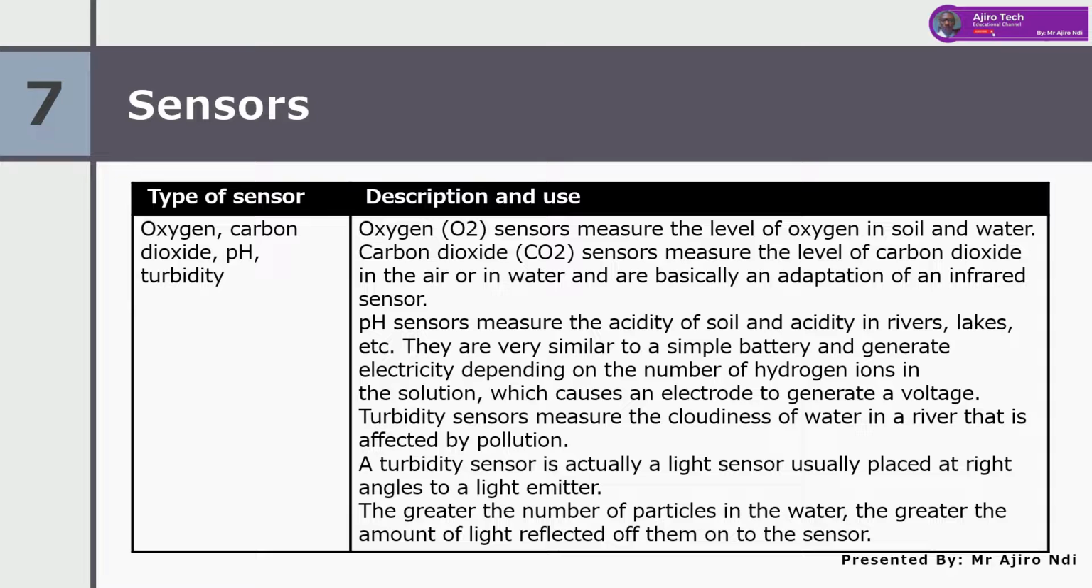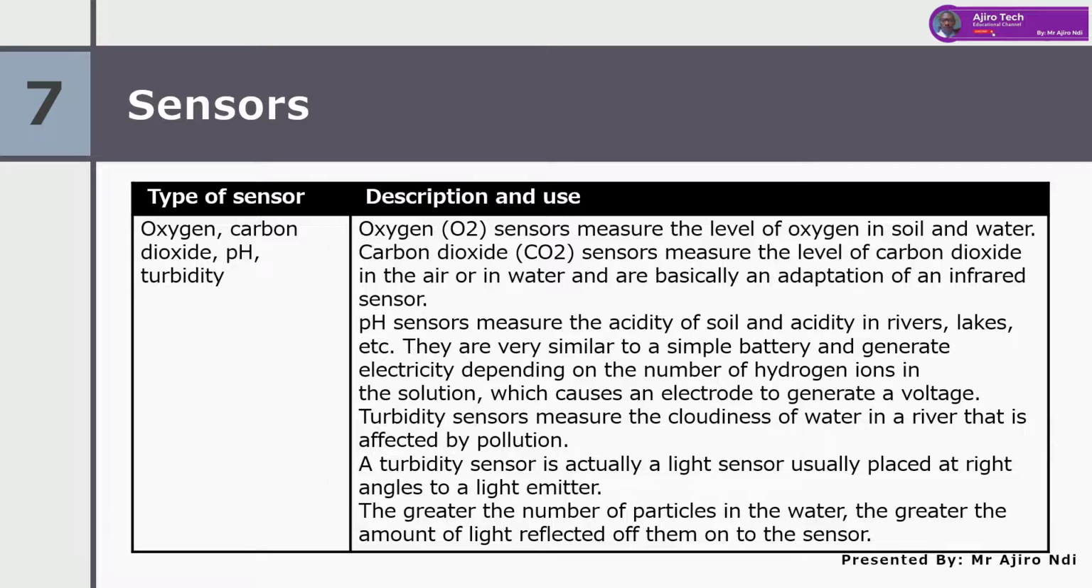Okay, so we have the oxygen, carbon dioxide, pH, and turbidity sensors. Now let's take this bit by bit. For oxygen, which is O2, the sensor measures the level of oxygen in soil and water. That's what the oxygen sensor does. The carbon dioxide sensor will measure the level of carbon dioxide in the air or water, and they are basically an adaptation of an infrared sensor.